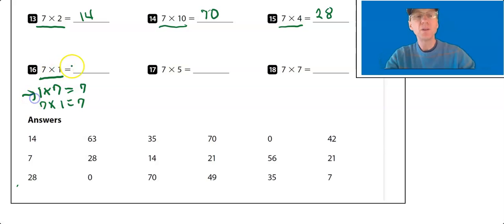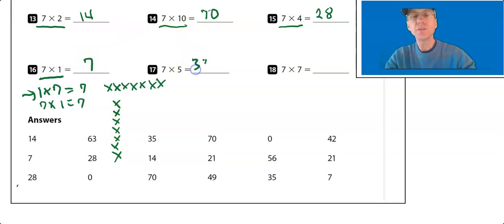Because this means one row with 7 in each row. 1, 2, 3, 4, 5, 6, 7. There's one row with 7 in each row. That's 7. Here's 7 rows with one column. 7 rows, just one column. So we'll do our 7 rows. 1, 2, 3, 4, 5, 6, 7. So there's 7 rows, just one in each row, or we can say there's one column.